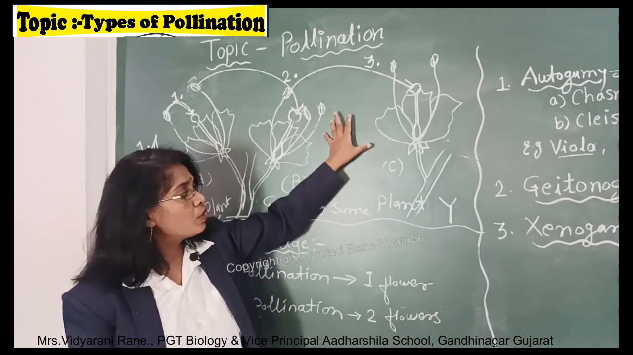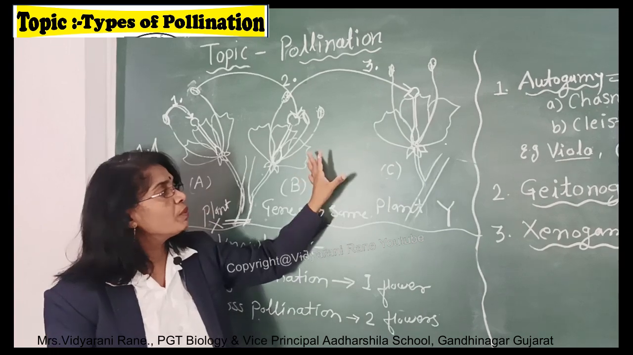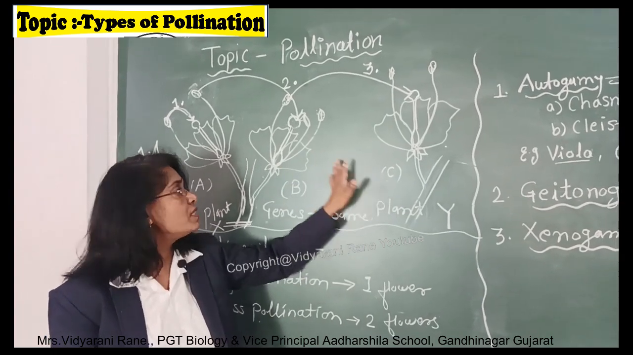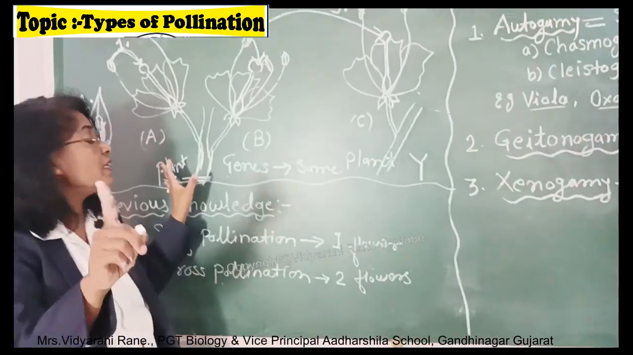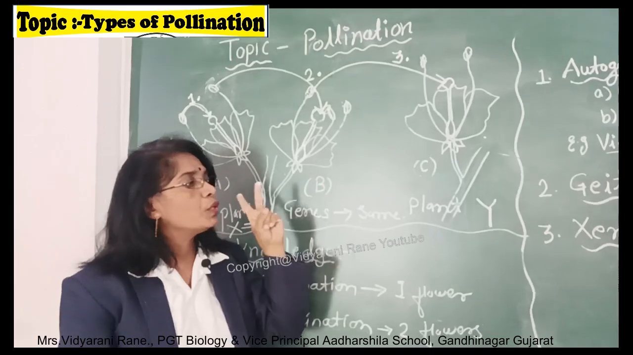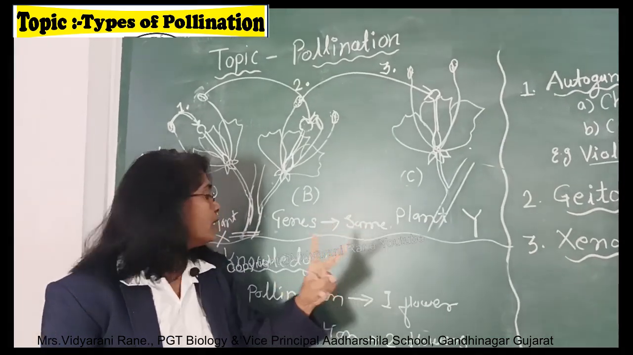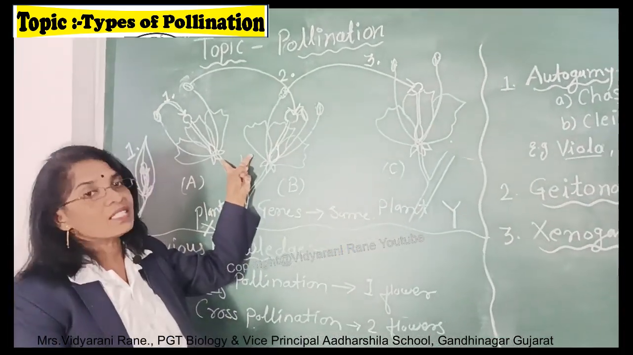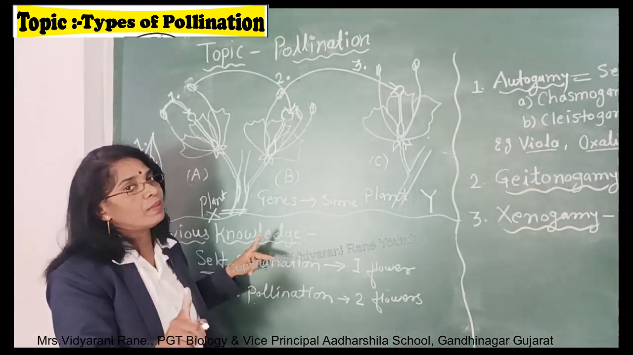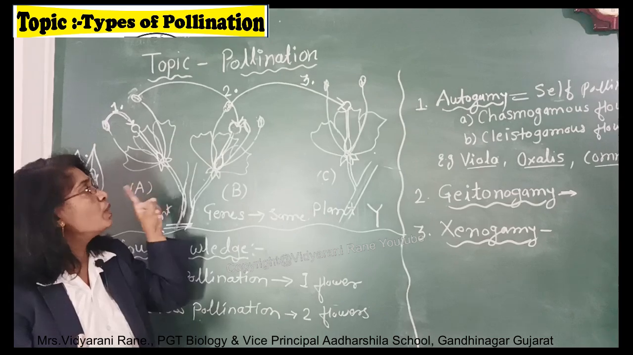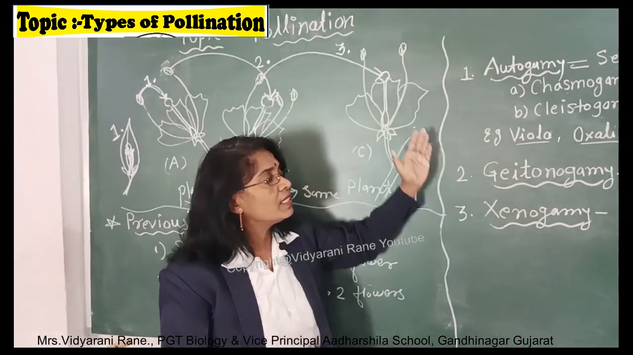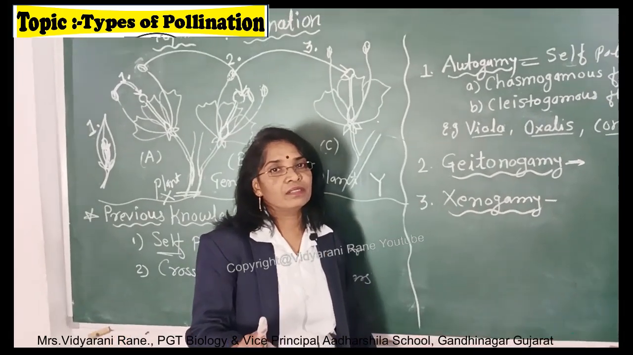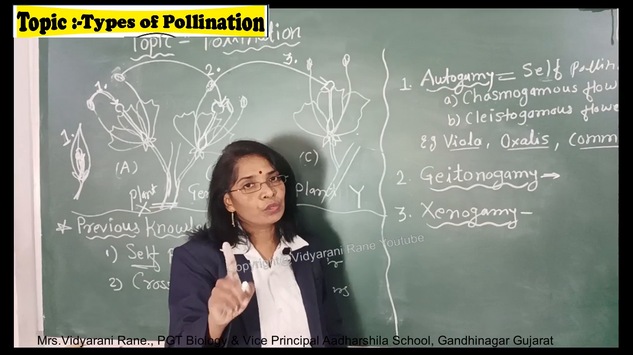Some plants show Geitonogamy, some plants show Xenogamy. Geitonogamy is on the same plant, one plant is involved, and in Xenogamy two plants are involved. In Geitonogamy two flowers of the same plant are involved, and in autogamy only one flower is involved. These are the types of pollination in grade 12.